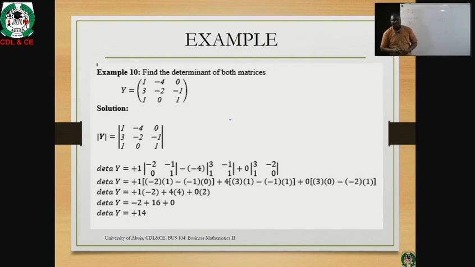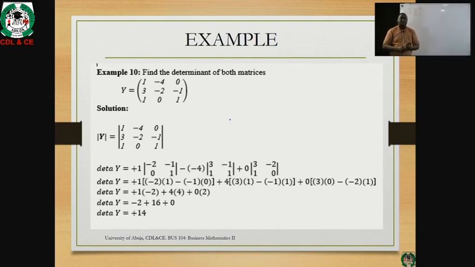If you look at the example on the board, which is example 10, which is continuation from our study session 1, we have matrix Y. And matrix Y is written as follows. Let me reproduce it on the board to aid your proper understanding. We have matrix Y. What do we have as matrix Y? Y equals 1, 3, 1, minus 4, minus 2, 0, 0, minus 1, 1. Now, this is a typical 3 by 3 matrix of equal dimension.